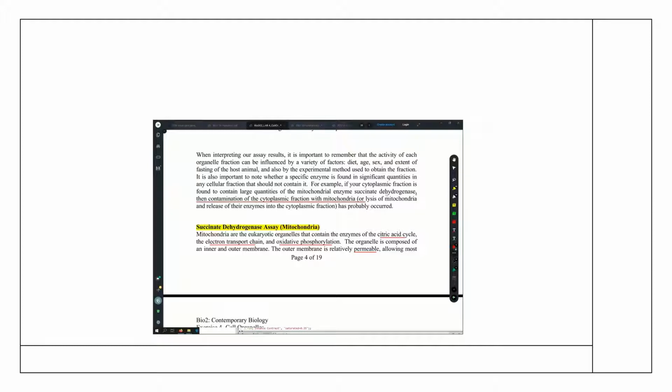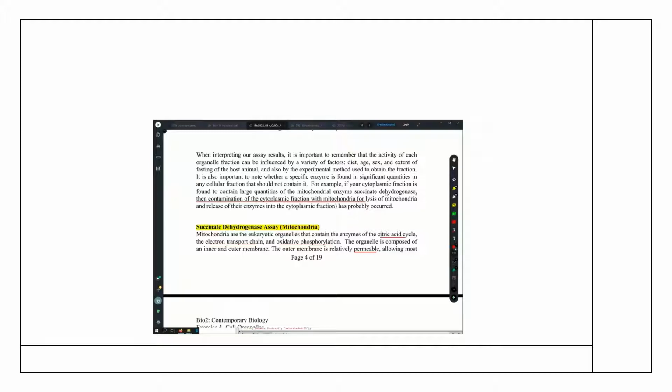So if we find it anywhere else, then it means that something went wrong, because that enzyme is not supposed to be anywhere else. For example, if your cytoplasmic fraction is found to contain large quantities of the mitochondrial enzyme succinate dehydrogenase, then contamination of the cytoplasmic fraction with mitochondria, or lysis of the mitochondria and release of their enzymes into the cytoplasmic fraction, has probably occurred.